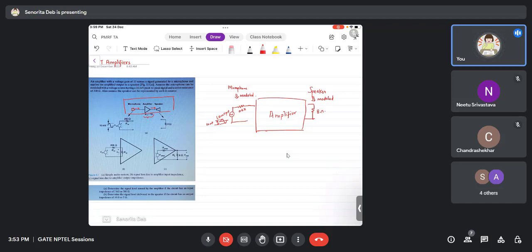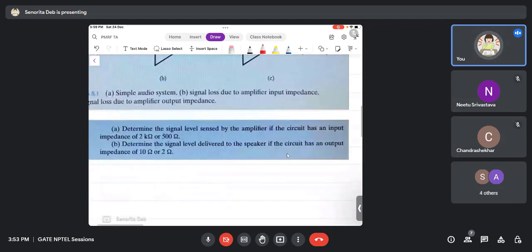The first part says determine the signal level sensed by the amplifier if the circuit has an input impedance of 2 kilo ohm or 500 ohms. So determine what signal level the amplifier is sensing. The microphone is sending 10 millivolts. What is the amplifier seeing? If the input impedance of the amplifier is either 2k or 500.